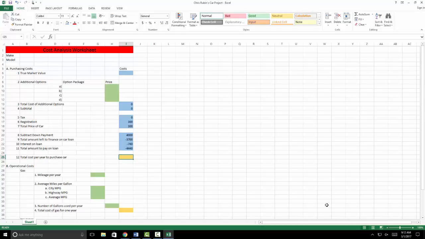To figure out the total cost per year to purchase the car, we're going to take the total amount to pay on the loan and divide it by 4, assuming that it will take 4 years to pay it back.